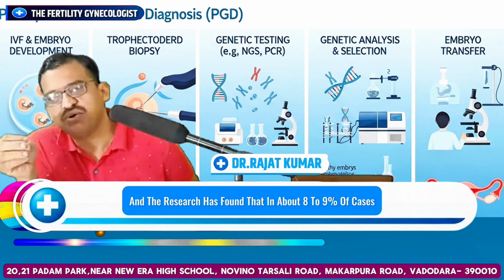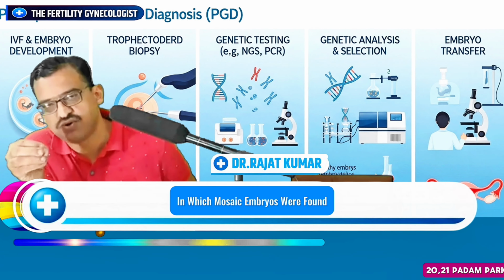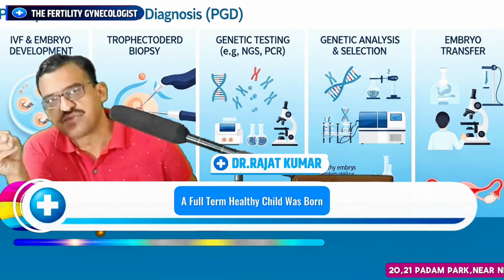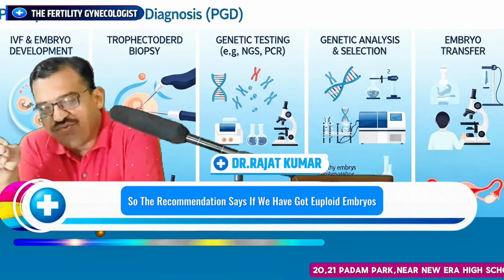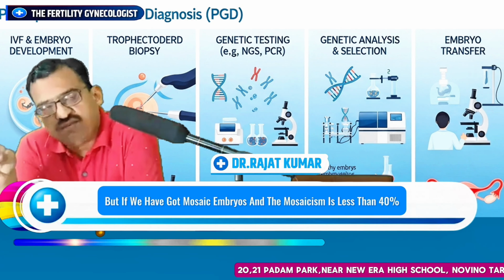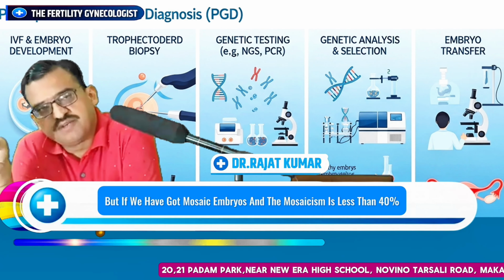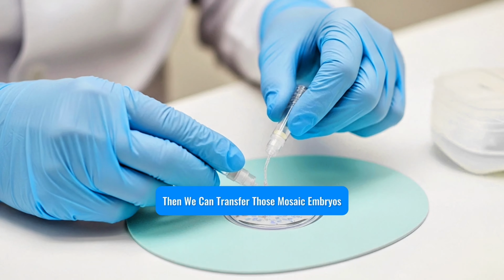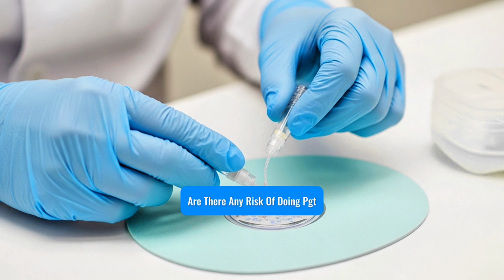And the research has found that in about 8 to 9% of cases in which mosaic embryos were transferred, a full-term healthy child was born. So the recommendation says, if we have got euploid embryos, then we need to transfer only euploid embryos. But if we have got mosaic embryos and the mosaicism is less than 40%, then we can transfer those mosaic embryos. Are there any risks of doing PGT?